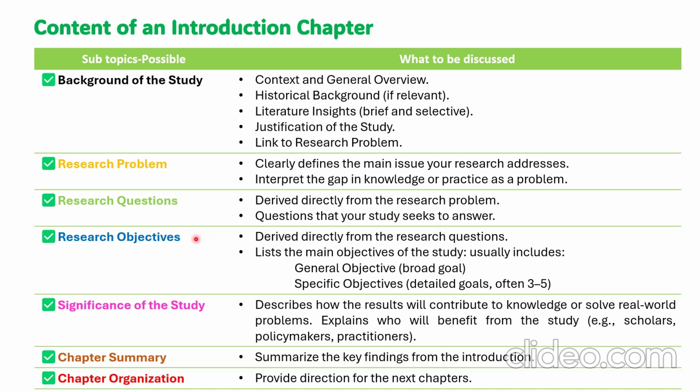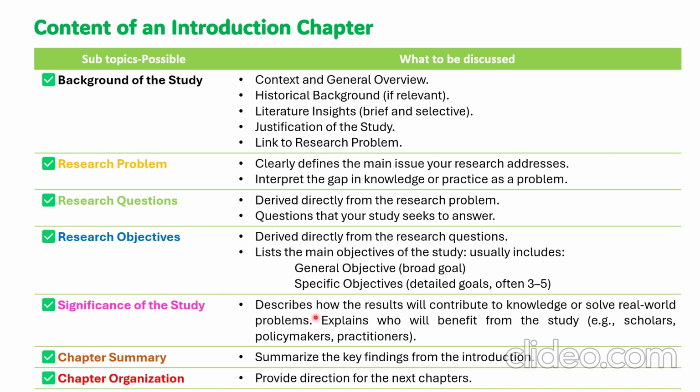And if you look at the research objectives, yes, it's derived from the research questions and it lists the main objectives of the study. So, usually you may have a general objective or sometimes specific objectives, between 3 to 5 maximum. It's up to the researcher. And also, you need to provide the significance of the study, simply the importance.